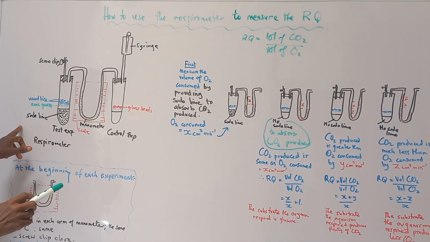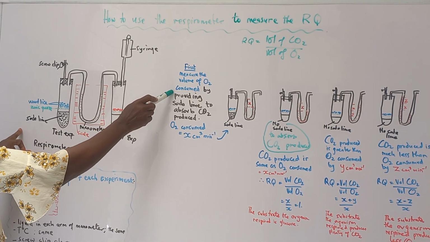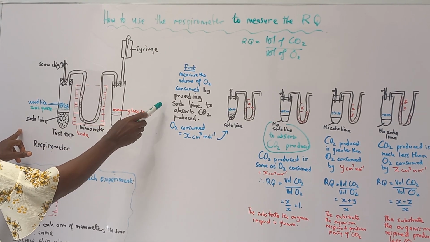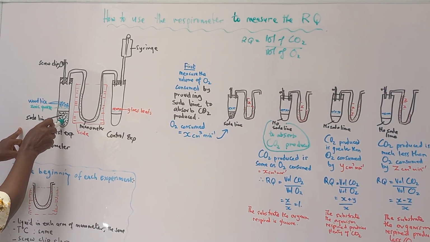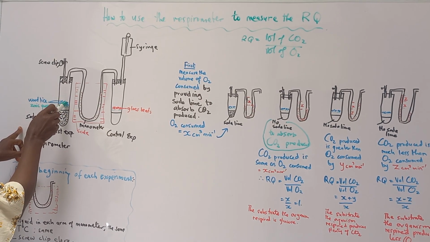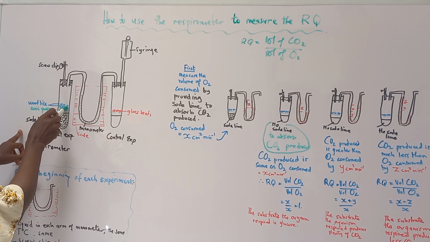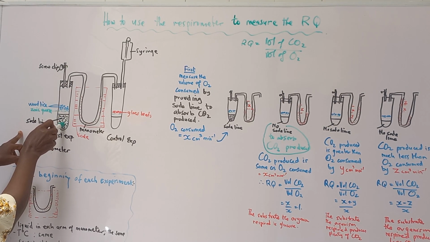So the first thing we want to do is to measure the volume of oxygen consumed, and that we do by providing soda lime to absorb the carbon dioxide. So we have soda lime here, it absorbs carbon dioxide. The woodlice consume oxygen and produce carbon dioxide. The soda lime absorbs the carbon dioxide.